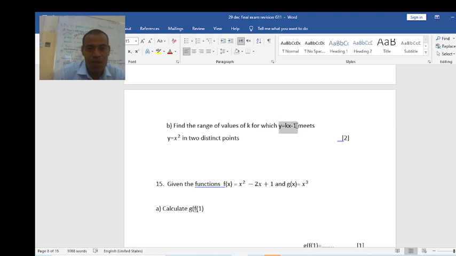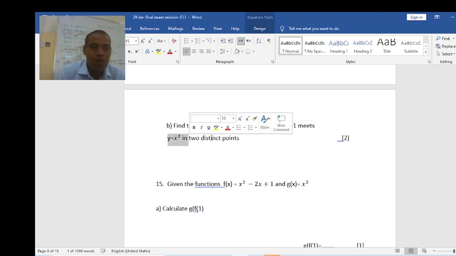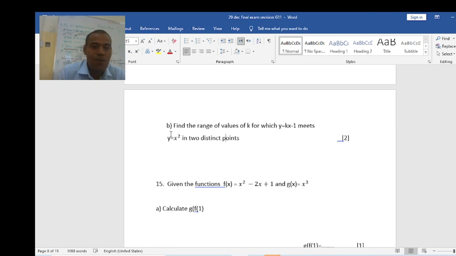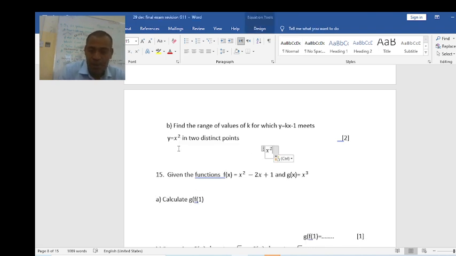This is equation number 1. This is equation number 2. You will substitute y here. So it will be x squared minus kx plus 1 equals what? Equals 0.